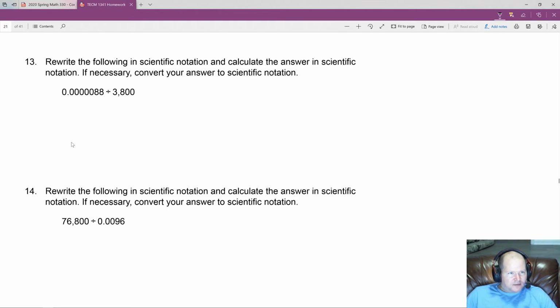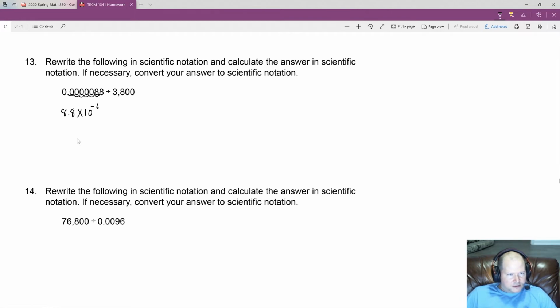So next we're going to have this one. I'm going to convert everything first to scientific notation. So the first non-zero digit from left to right is 8. So we're going to put the decimal behind the 8. We're going to move it over 1, 2, 3, 4, 5, 6 places. So that simply turns into 8.8 times 10 to the, and we had to move it over 6 places, but it was a small number, smaller than 1, so we have a negative 6 exponent.